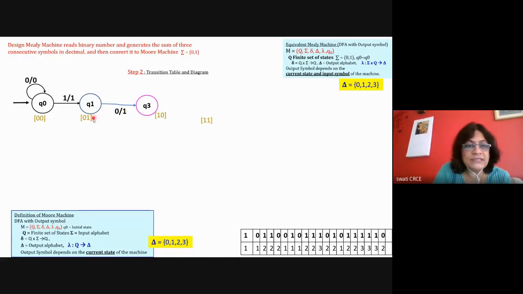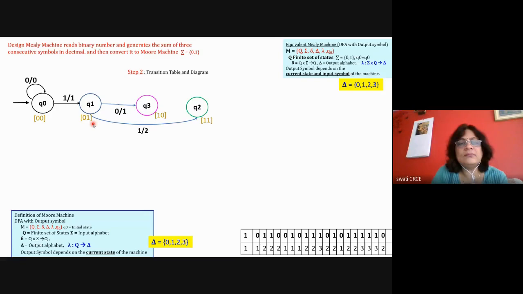Now with 1 in Q1, it is becoming 0, 1, 1, and the output will be 2. 0 plus 1 is 1, 1 plus 1 is 2. And the last two symbols are 1, 1. So it will go to the state Q2 and the output generated will be 2. Because it is 0, 1, 1 now, the number of ones is 2 now. Okay, so we have done with Q1. Now go to Q2. In Q2, if there is any 0, it will become 1, 1, 0.